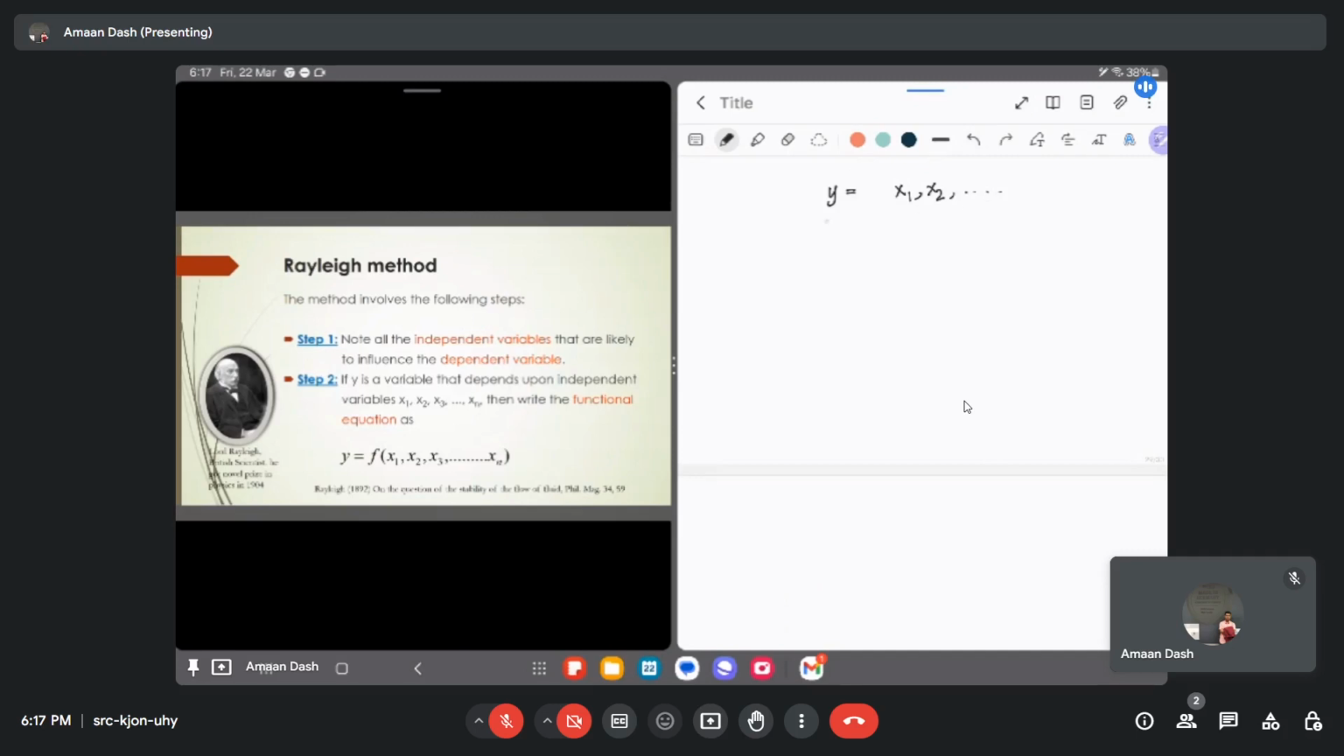that are likely to influence the dependent variable. If y is a variable that depends upon the independent variables x1 to xn, then the functional form we can write is y is some function of x1 to xn.